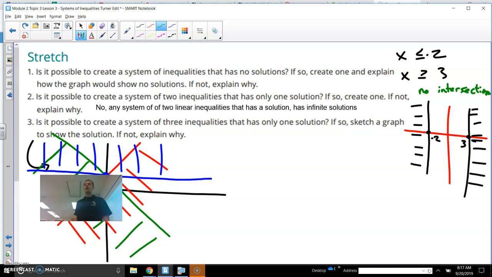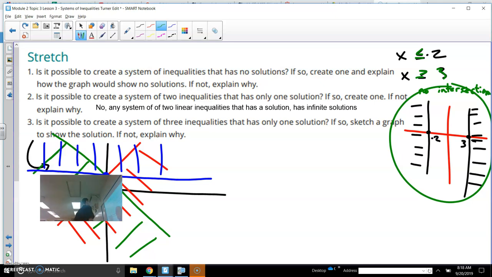Moving on, the stretch is a little difficult. It says, is it possible to create a system that has no solution? The answer is yes. If x had to be less than or equal to -2, while also being greater than or equal to 3, you would get something like this. You'd get 2 vertical lines, one shading less than -2, one shading greater than 3. Well, there's no overlapping region, so there's no solution.